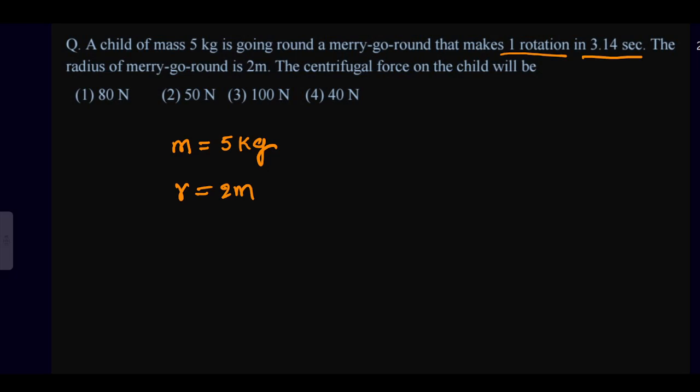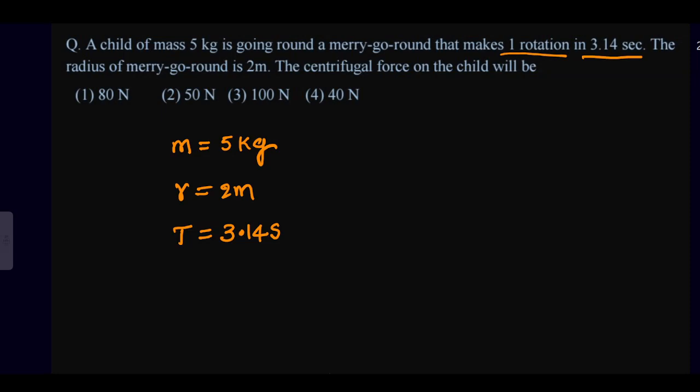So that means one revolution is one complete rotation. How much time does one complete rotation take? 3.14 seconds. The time taken to complete one revolution is called the time period. Time period means how much time it takes to complete one oscillation, one revolution, one circular path. They have given that to complete one revolution it takes 3.14 seconds. So the time period is 3.14 seconds.